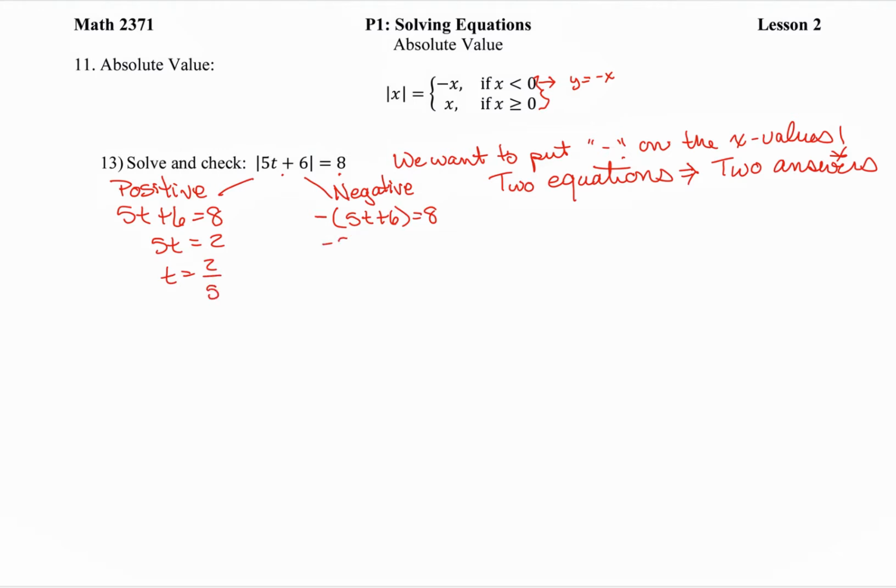I distribute my negative sign. Negative 5t minus 6 equals 8. Negative 5t equals 14. So t equals negative 14/5. And we're done. And then we need to check. And again, I'm going to check one and leave you the other one to check.